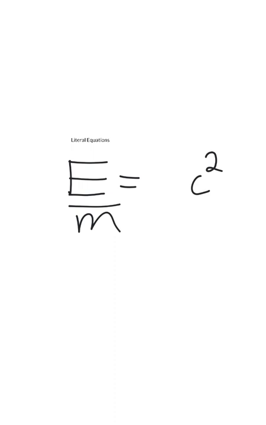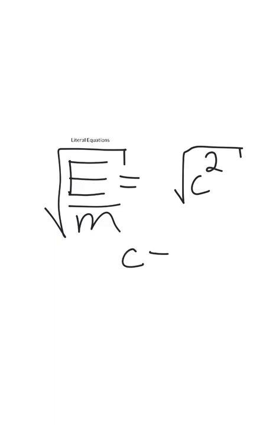And then the next thing we can do to both sides of the equation to balance it out is take the square root. The opposite of C squared is the square root of that value. Then our final equation is going to look something like this: C equals the square root of energy over mass. Now that is the same thing you would do in any math class. That's just typical algebra. Nothing is different. This is an example of a literal equation.